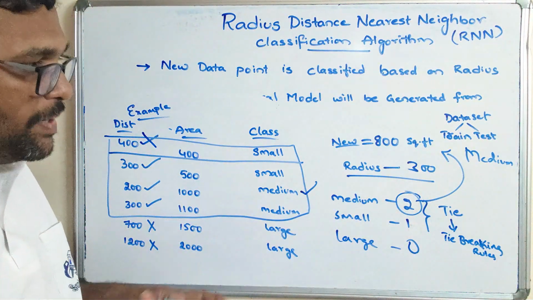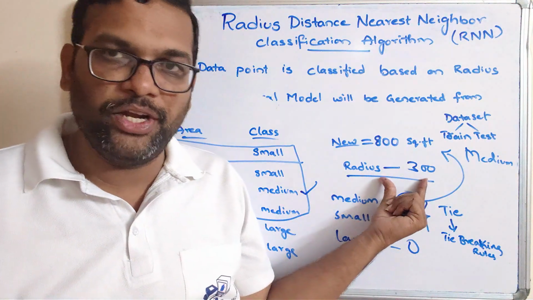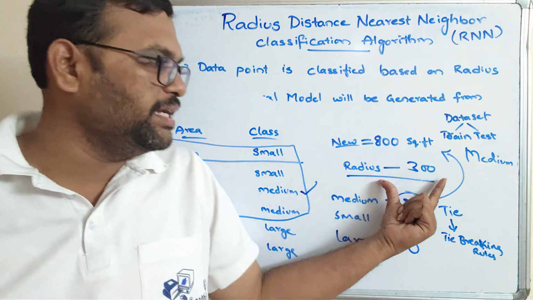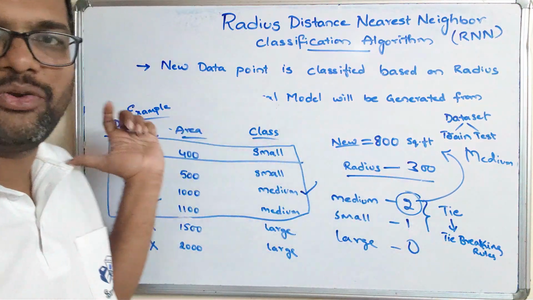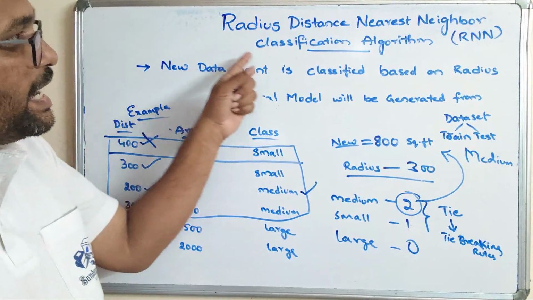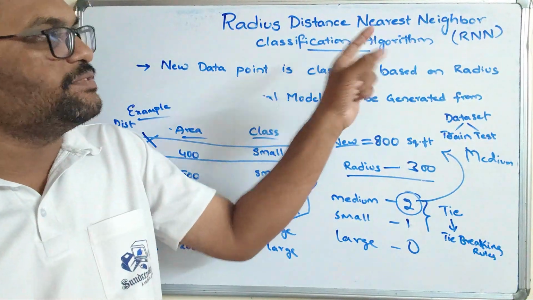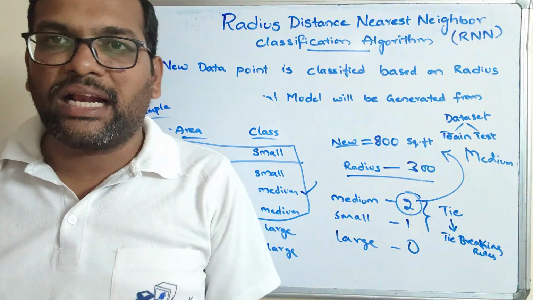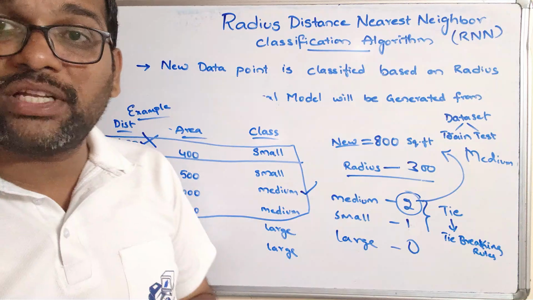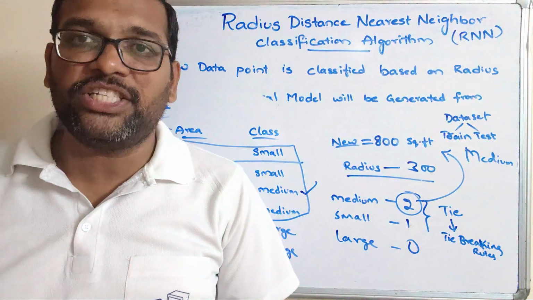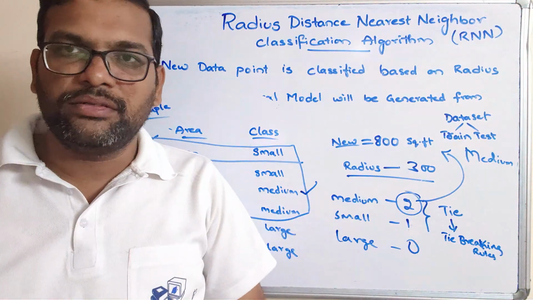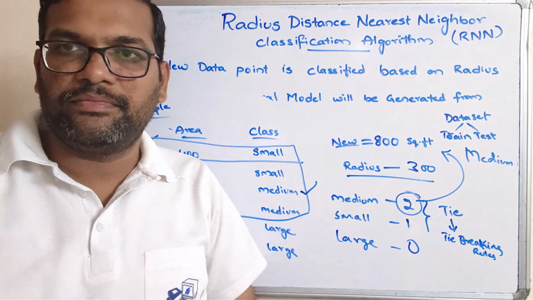So this will happen based upon the radius. We need to consider all the data points where the distance is within this particular radius. This is the approach we are using in the radius distance nearest neighbor classification algorithm, which is RNN. Now I'll stop here, and let us move on to the system, and I'll show you the implementation of this RNN in our system. So let's move on.